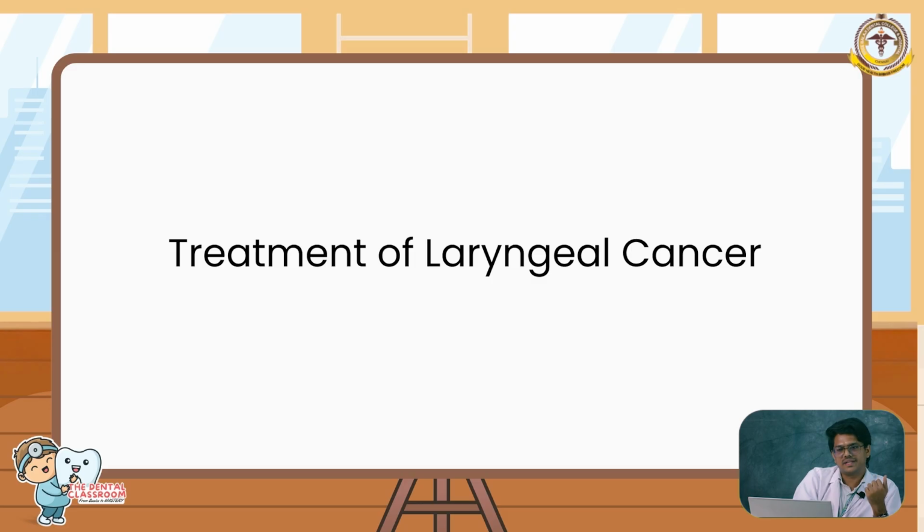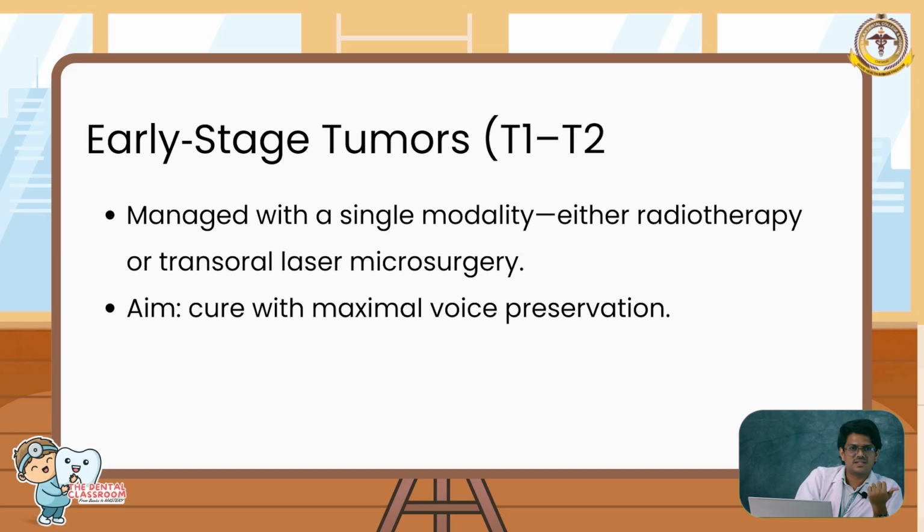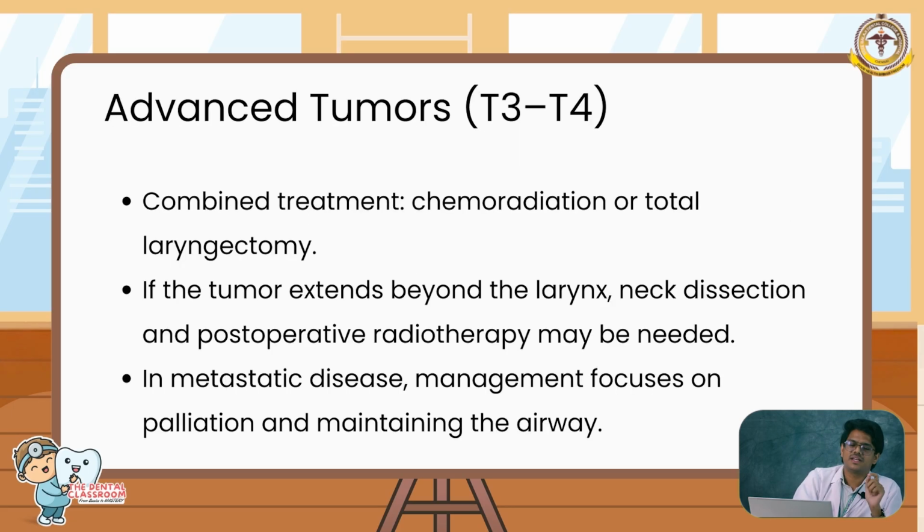Coming to the treatment of laryngeal cancer, again there is early stage like T1, T2, and advanced stage like T3, T4. Early stages are treated with a single modality like radiotherapy or transoral laser excision. The goal is preservation of voice in early stages. In advanced stages we cannot preserve the voice, but still there are many modalities for speech. So what are the procedures for advanced stages?